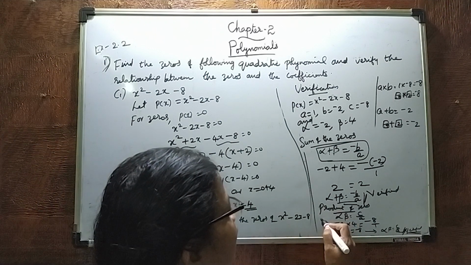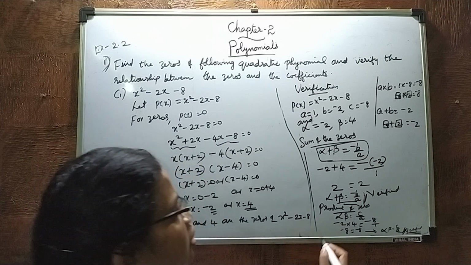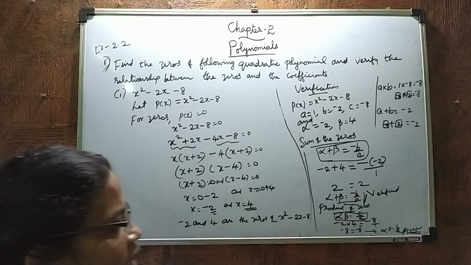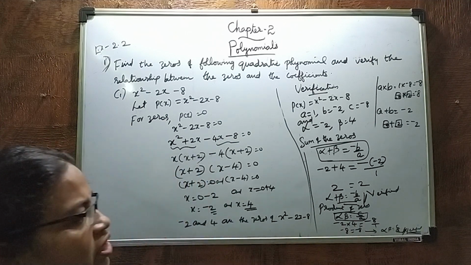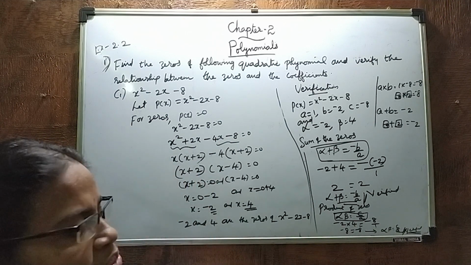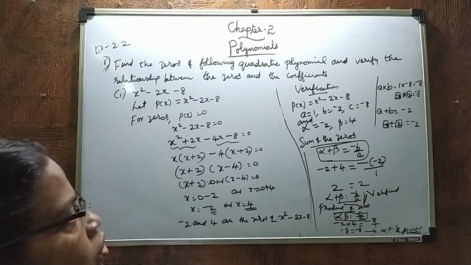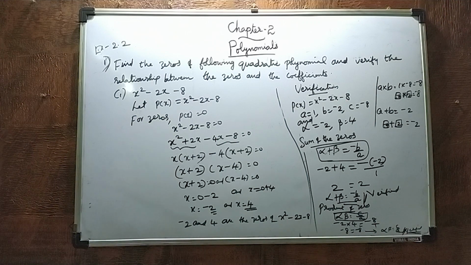The next one you have to find out the product of zeros. That means alpha beta is equal to c by a. You have to finish and apply it. You will get the answer. Both the things are equal. Then alpha beta is equal to c by a, verified. This is the way you have to do. So one more question we will do.